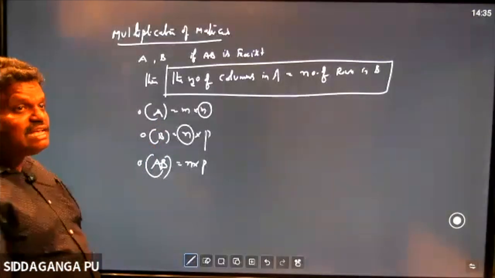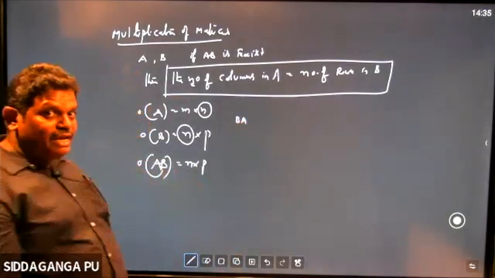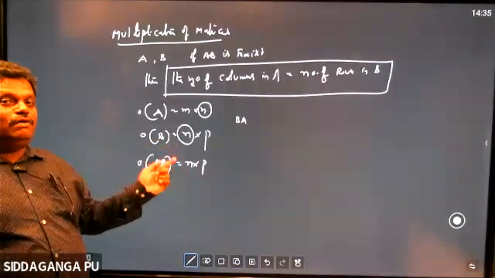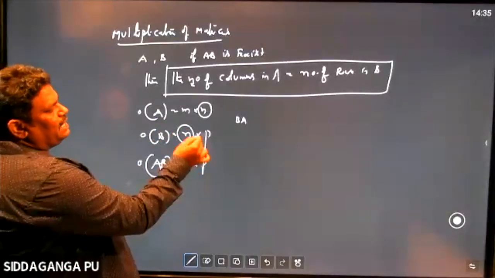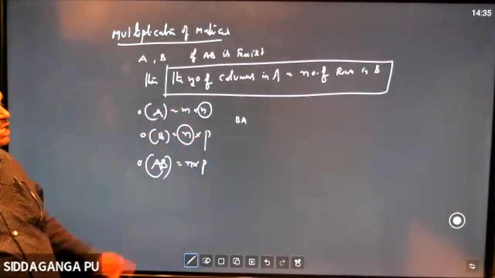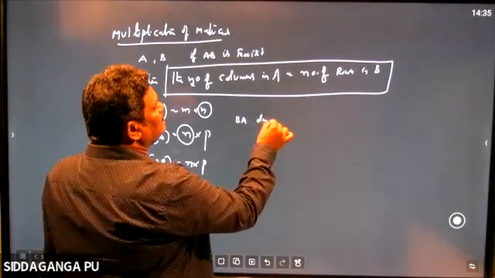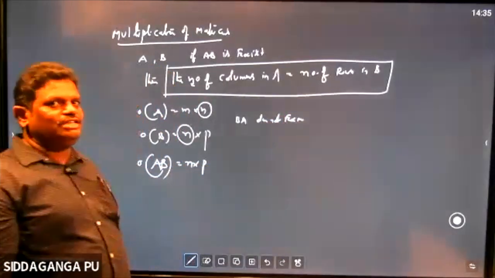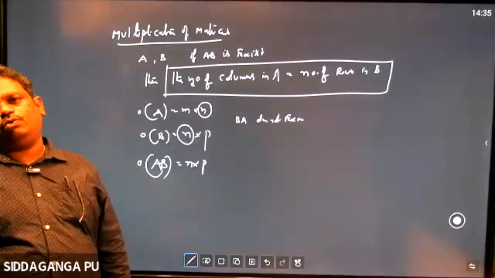Then is BA also defined? BA defined means what rule? The number of columns in the B matrix must equal the number of rows in the A matrix. But the number of columns here is p, and the number of rows here is m. So BA does not exist. The product exists only for AB.